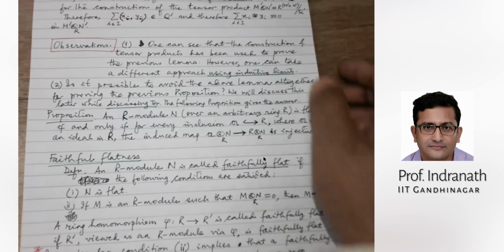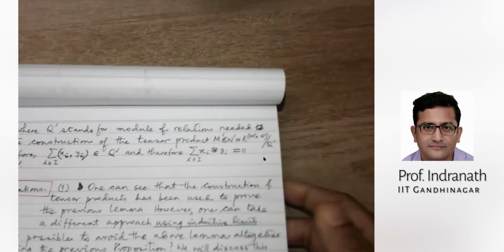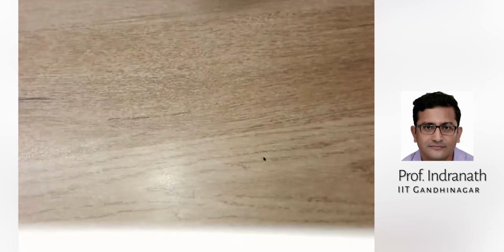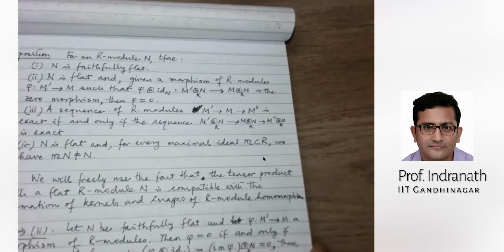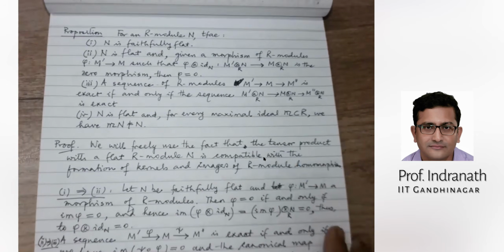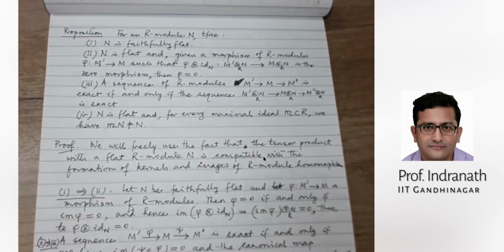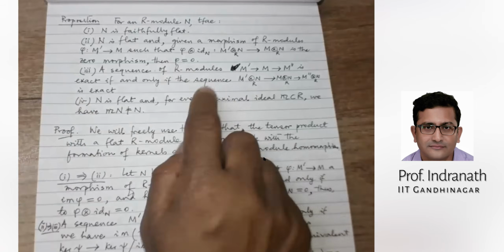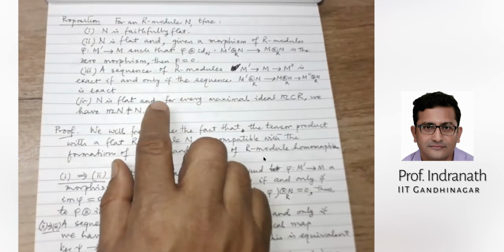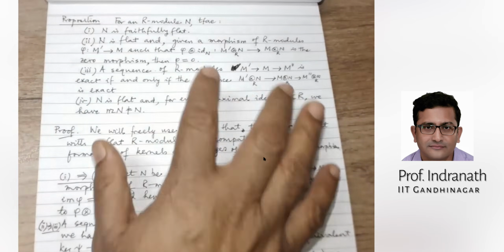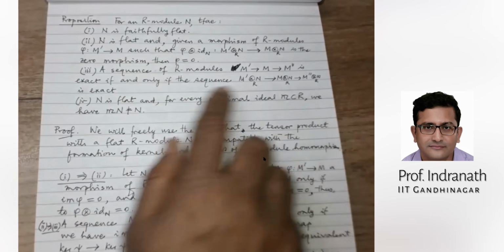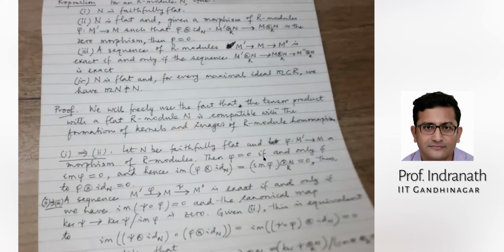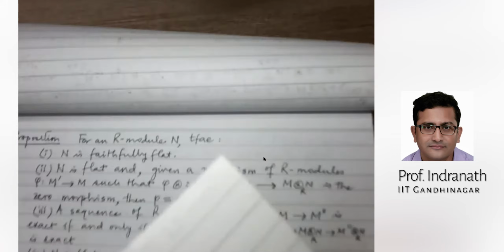Since the time is up, let me quickly show you the propositions and I will discuss them in the next class. Anyway, it will be shared with you, so you will have a chance to read these things. This gives a very nice equivalent criterion for faithful flatness, in terms of exact sequences and then in terms of the maximal ideals. And this proof here is written in complete detail.